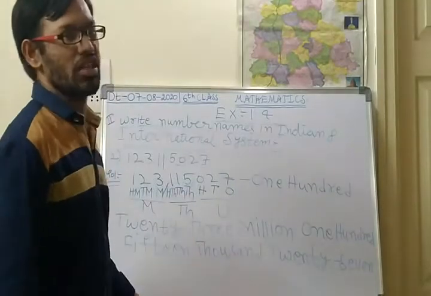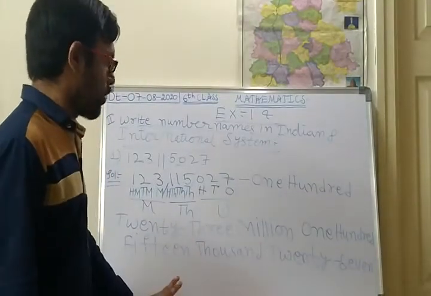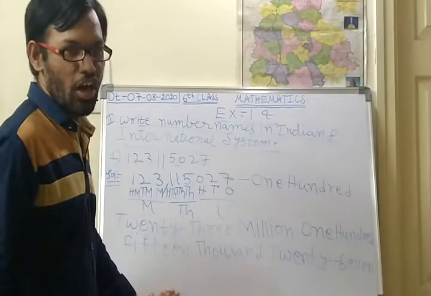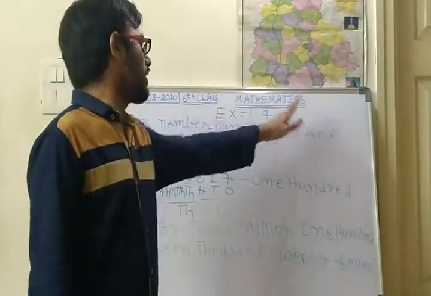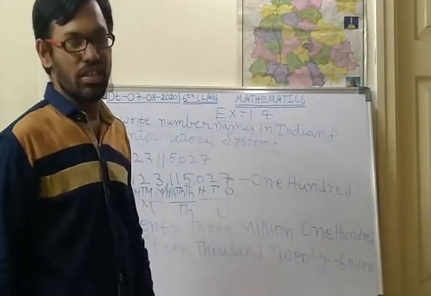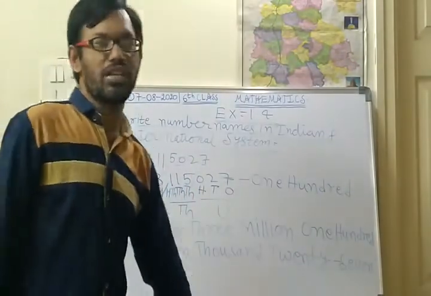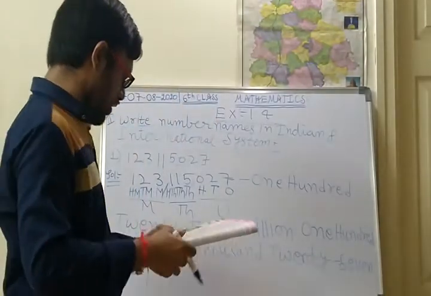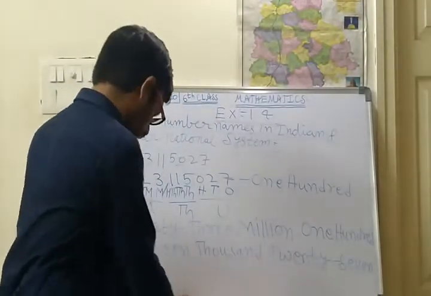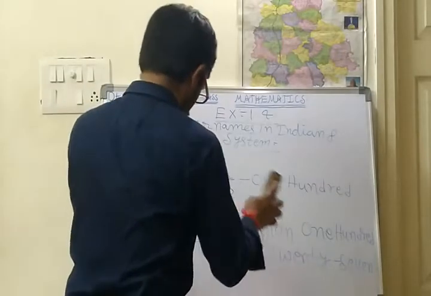Okay. So I hope you have understood very clearly now. So like this you have to write the number names in the Indian system and international system. Another problem I will give as homework. So now we should go with the next bit. What is that bit? Next.